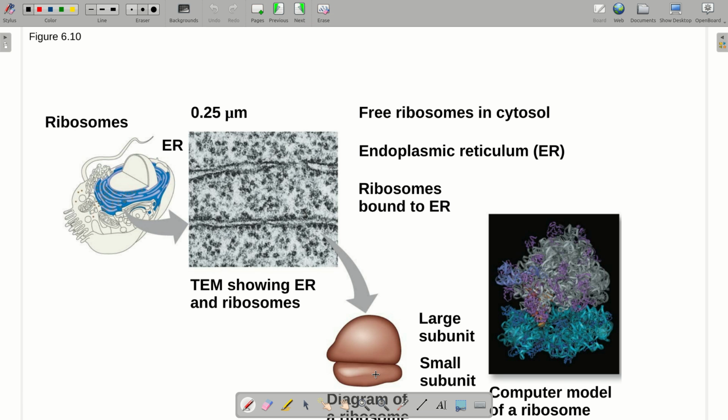This is what a ribosome looks like. These are the two subunits separated. It's a computer model. The ribosome is made of two subunits, a set of RNA and proteins. Really, it's a bunch of RNA and protein. The two subunits come together, and when they do, they read RNA and they begin making a protein. It's a little factory.